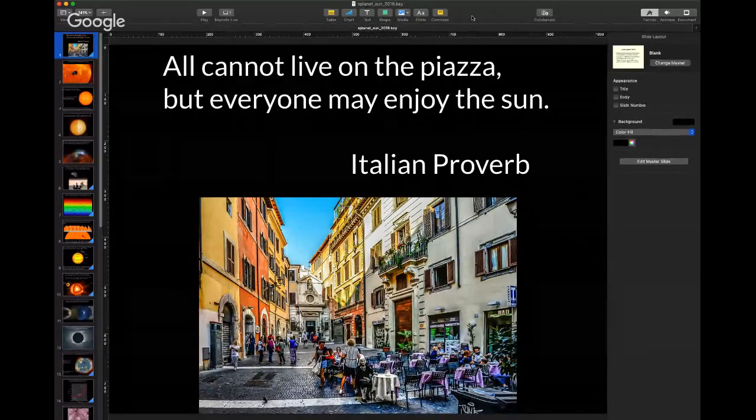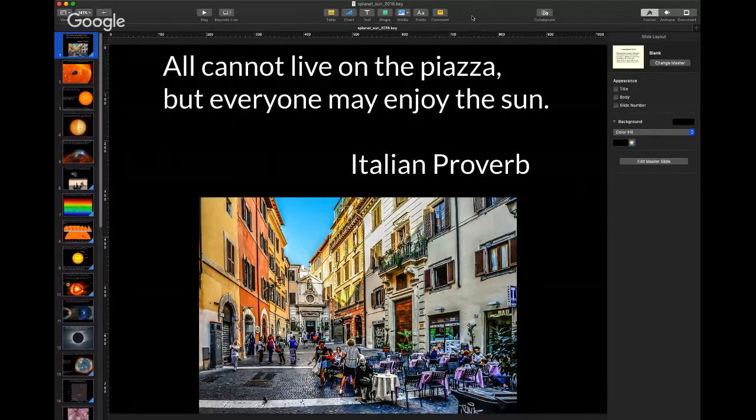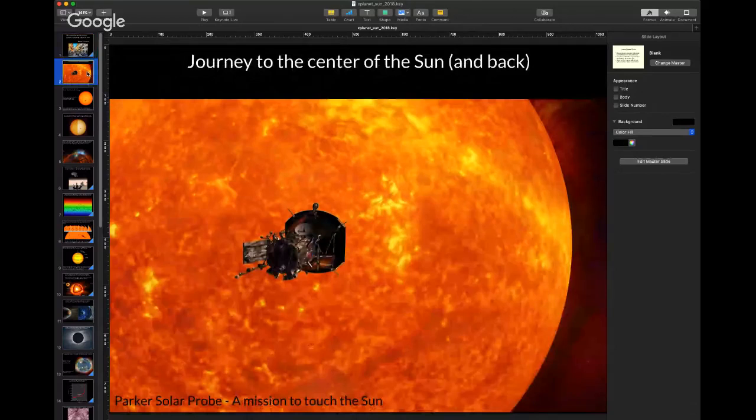So all cannot live on the piazza, but everyone may enjoy the sun. The Italian proverb, and I love the color. And if you look closely at the picture here, there's some agelessness in the picture as we go. All righty, so here we go. So we're going to take a journey to the center of the sun and back.